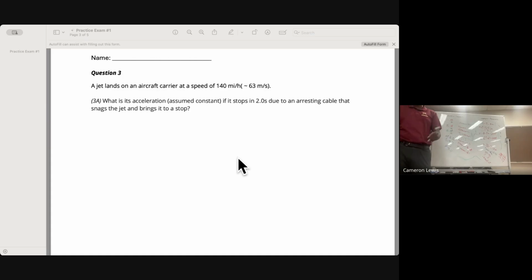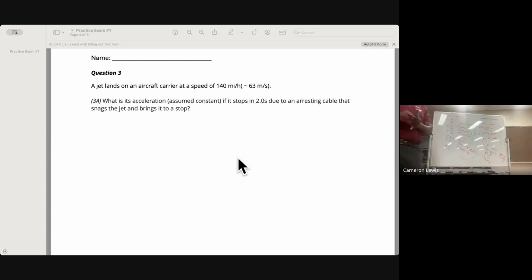Now, let's try and pull in some more variables. Is this the same jet that we're talking about from the previous problem? Yeah. So if it's the same jet, what do we know about the jet? Describe its motion from what we just calculated. It's slowing down because it's decelerating, which means it has an acceleration. Its velocity is changing, but it has an acceleration. Do we know what that acceleration is? We're assuming it's the same acceleration that we just found, which is 31.5 meters per second squared in the negative direction.